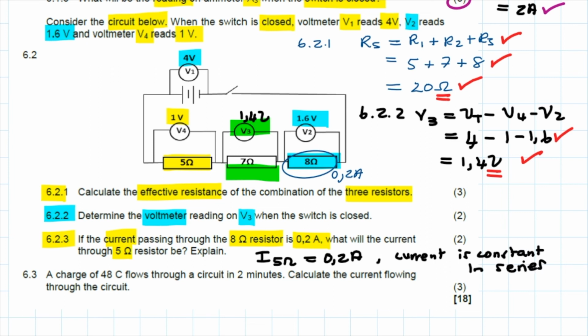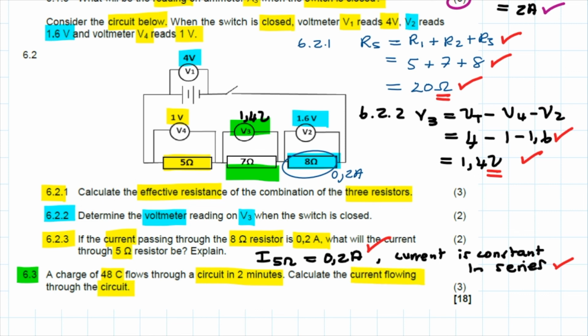For giving your answer as 0,2 amperes and for providing a reason, you're going to obtain the 2 marks that is indicated on the right hand side. Let's move on to question 6.3. It says, a charge of 48 coulombs flows through the circuit in 2 minutes. Calculate the current flowing through the circuit.